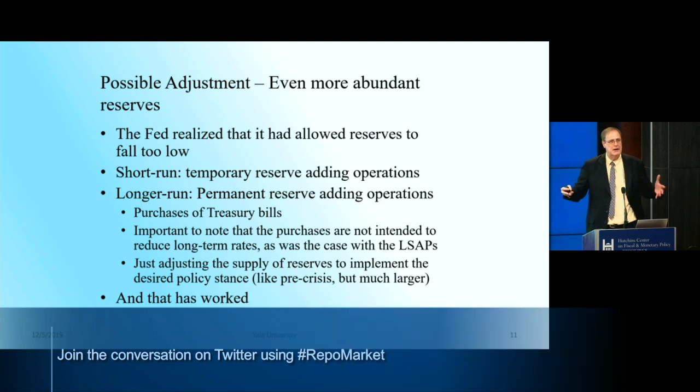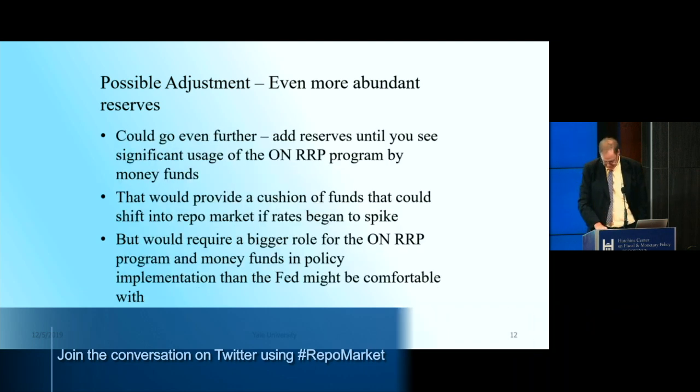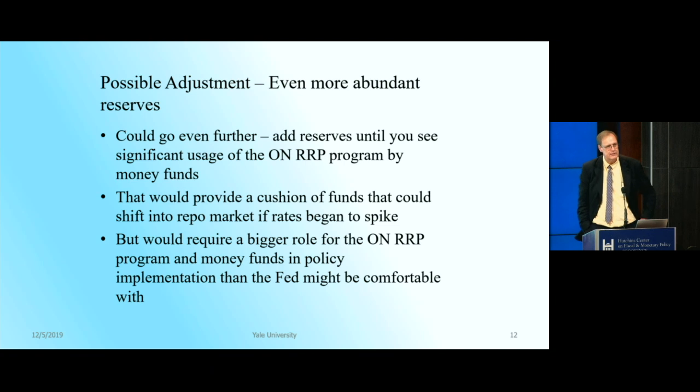It just had to be much bigger because we now live in a world of kind of jumbo-sized reserves, and so the operations are larger. And that has worked, as Trish showed back at the beginning. Now, you could go even further. You could add reserves, much more reserves. You could move to Dan's really abundant reserve system if you wanted to. That's going to provide a cushion. That's going to help to smooth out the volatility in money markets.